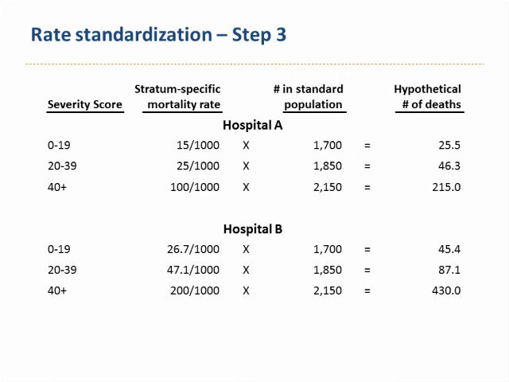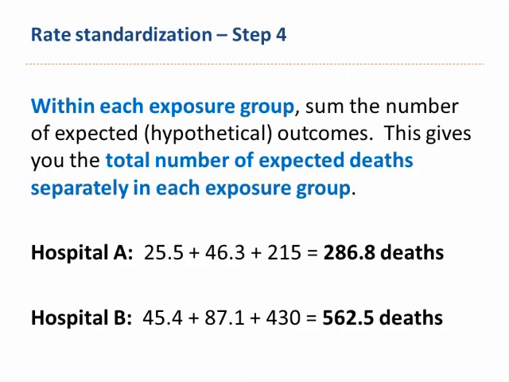We do the same calculations for Hospital B, applying the actual category-specific mortality rates to a hypothetical distribution of person days in that category. This doesn't have to be person time. It could be the number of people instead if we were doing a different type of calculation where we have proportions rather than rates. We've determined a hypothetical number of deaths in each population in each stratum of severity score. Now we sum them across the categories and divide by the total in the standard population.